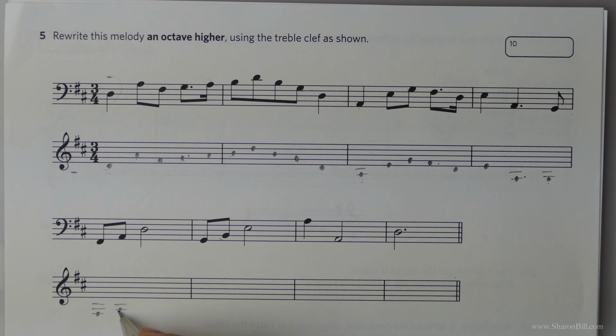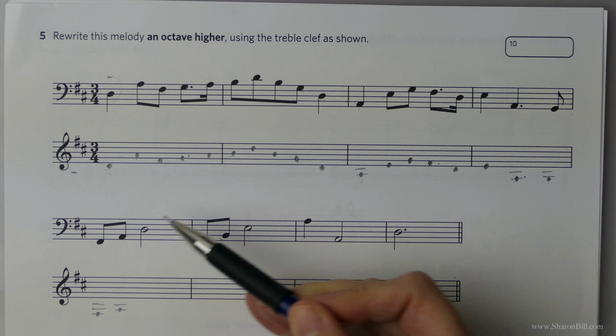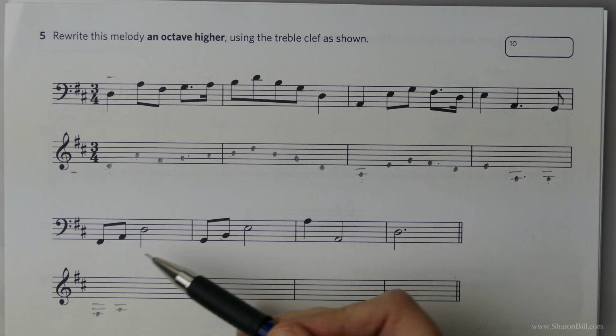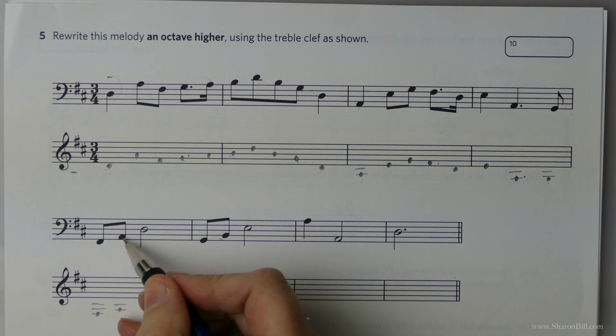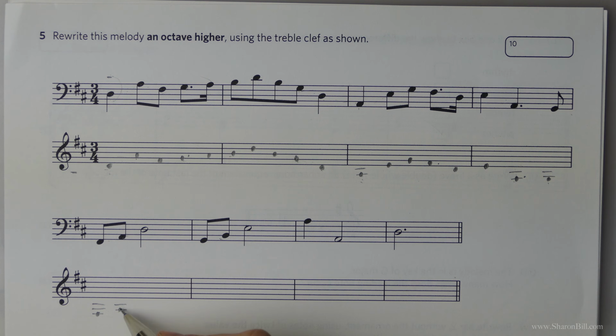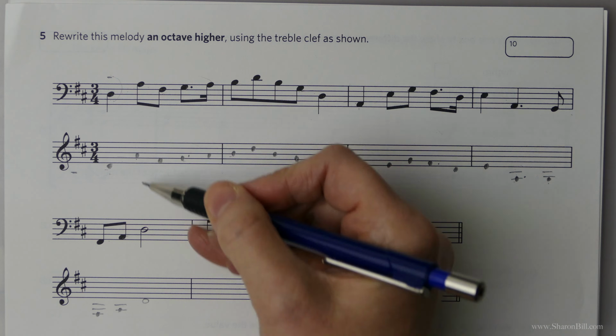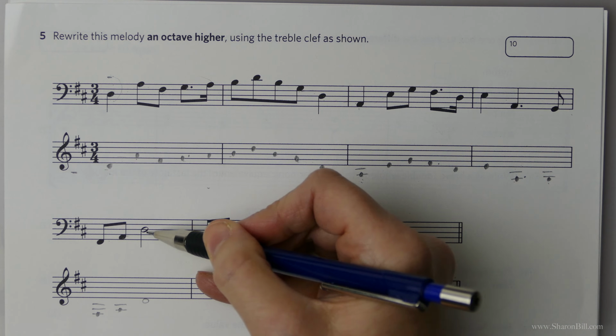So we're on 2 ledger lines again, and that rings a bell. We did that before, so we know we're correct. And now we're going up 1, 2, 3, 4. And that is the note we started on, but now as a 2-beat note.